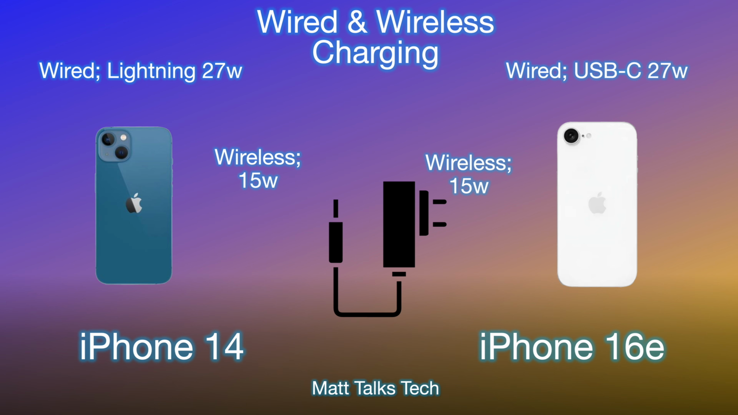With the iPhone 16e though, you do also get wireless 15 watts, but there's been no news of MagSafe. I don't think it actually has it inside the 16e, but you do get the USB-C port, and that also goes 27 watts. So really essentially what's changed here is that instead of having Lightning, we have USB-C, and we don't have MagSafe in the 16e from what I can tell at the moment.